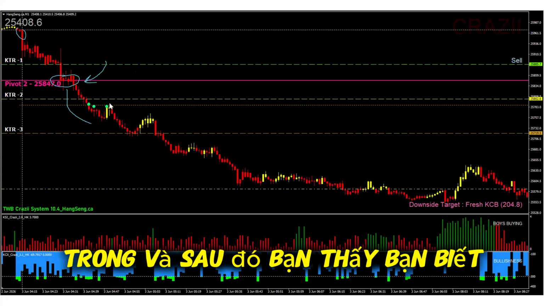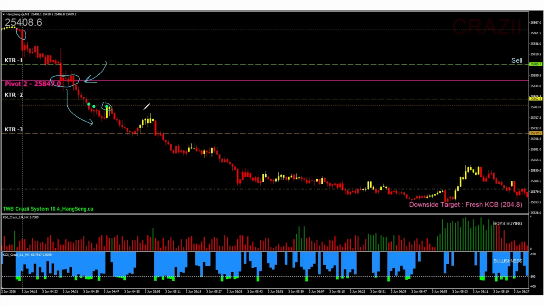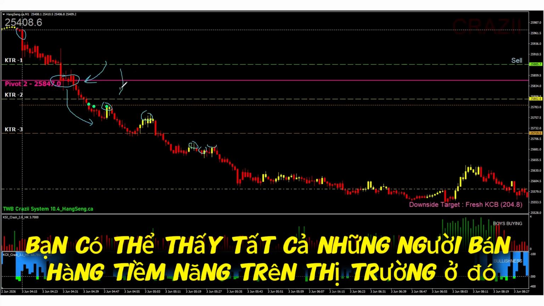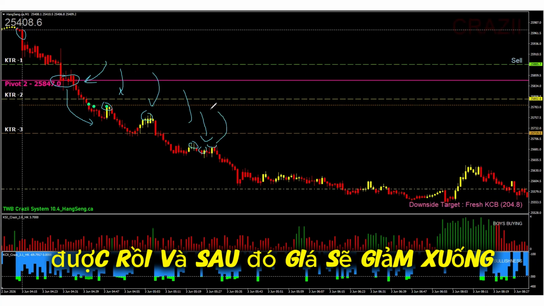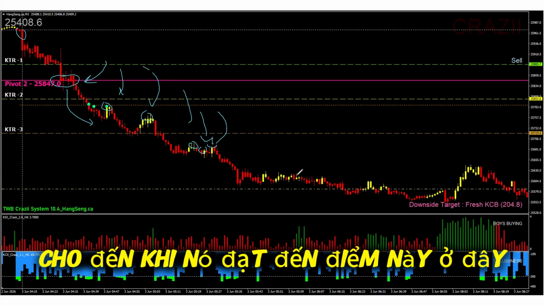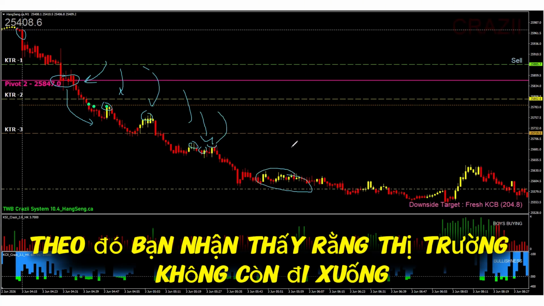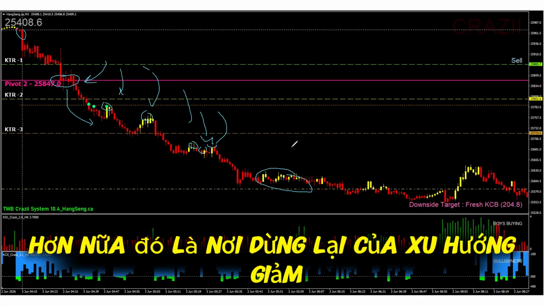And then after that, you see, all right, you can see all the potential market sellers are there. And then the price goes all the way down until it hits this point here, whereby you notice that the market no longer goes down further. That is where the downtrend stops.